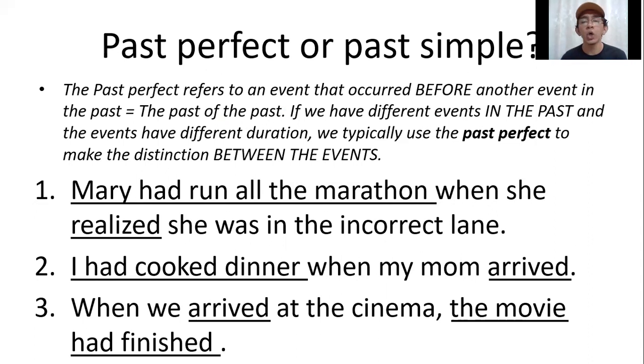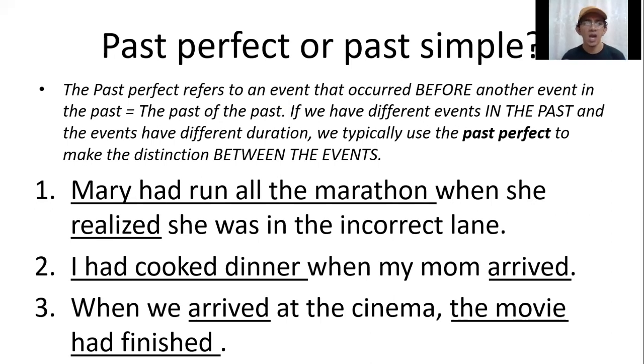Number two, I had cooked dinner when my mom arrived. When my mom opened the door, the dinner was there, right? Again, talking about the past. The mother is the recent activity, arriving, but when she arrived, something had finished before, the dinner. And number three, when we arrived at the cinema, the movie had finished. Again, we have an activity that occurred before another activity.